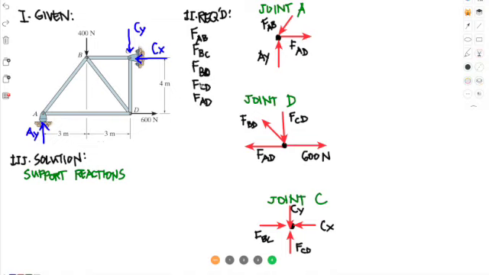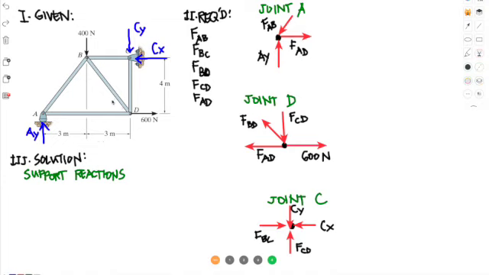D. We have member CD and member ED. So 5 forces in all. So we don't really need to do method of joints for each joint. We just need to determine the joints that will give values to all of this. But first of all, we need to solve for the support reactions. So how can we do it?